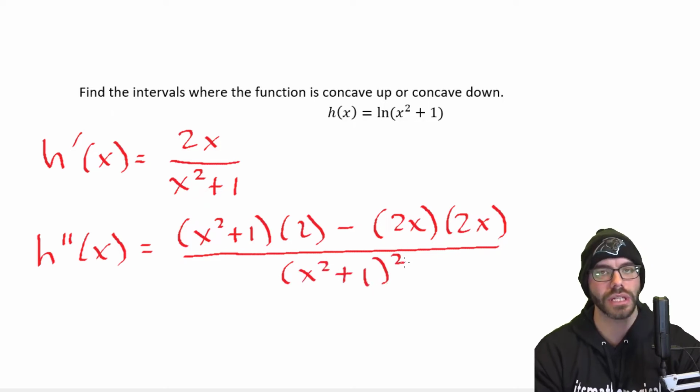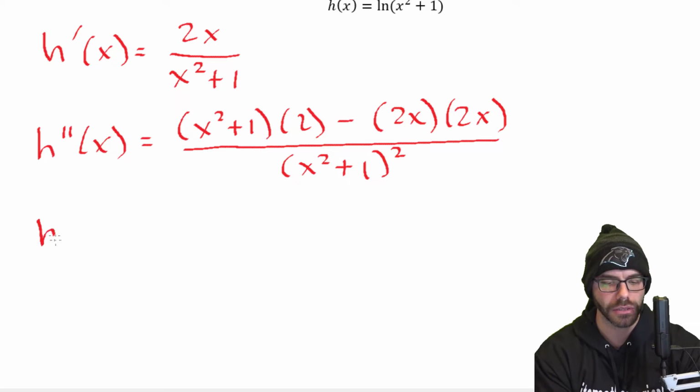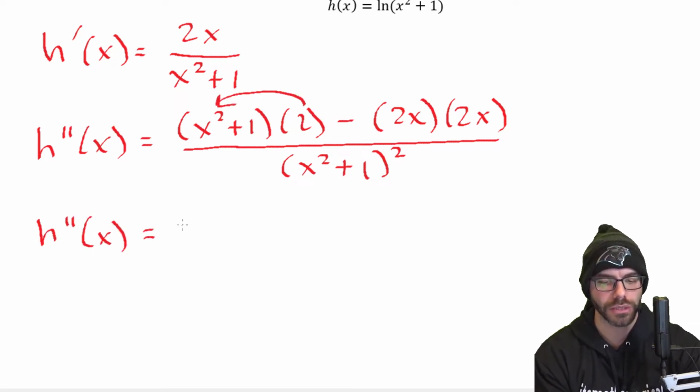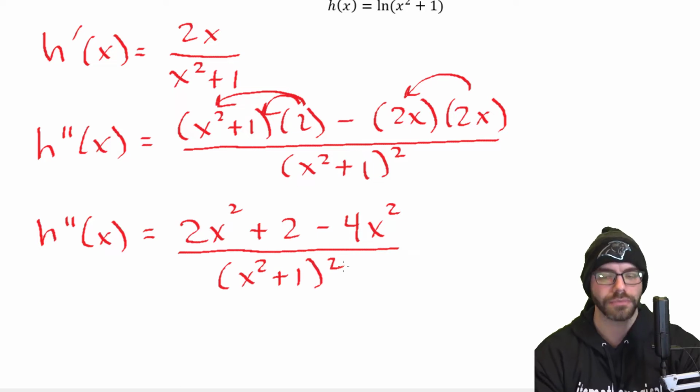Now, this is going to be really nice because x squared plus 1 is always going to be positive. Therefore, we just need to simplify the numerator just a little bit, set it equal to 0 to find our possible points of inflection. All right, so we'll distribute this 2 here. We get 2x squared plus 2. And then 2x times 2x over here is 4x squared, but that minus is sitting there, so minus 4x squared all over x squared plus 1 squared.